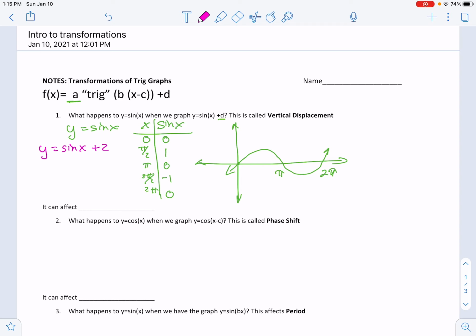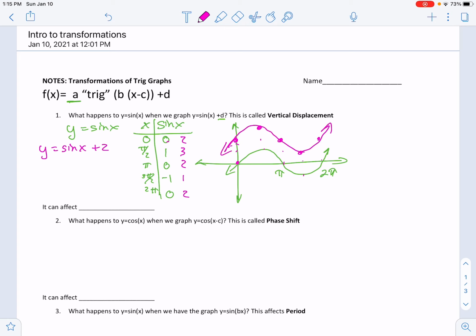Well, that 2 gets added to this value right here. So this becomes 2, 3, 2, 1, 2. So this point right here goes up 2. This one goes up 2. Up 2. Up 2. Okay? And all I've done is shift the whole graph up in the air.